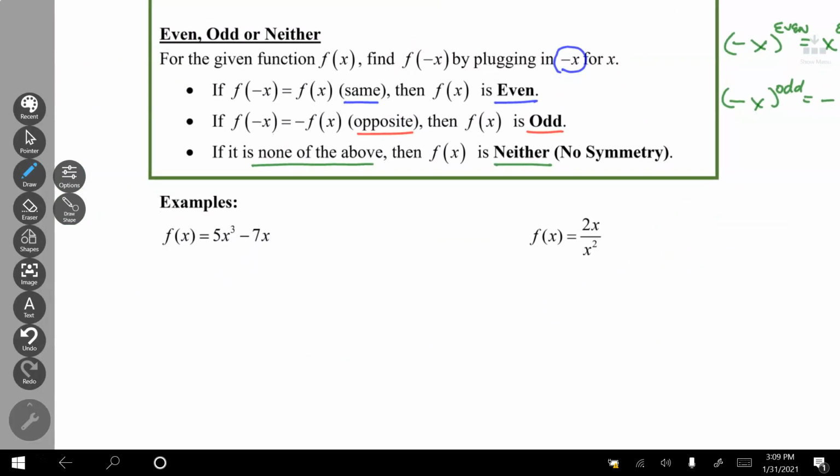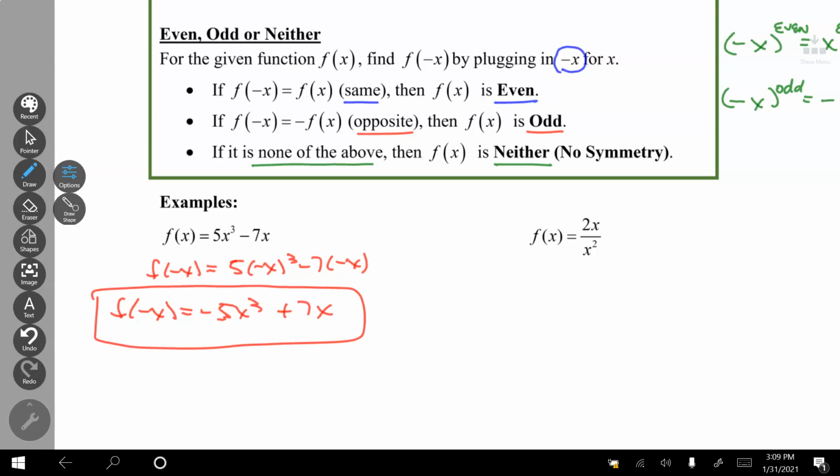Very first example, I'm going to plug in negative x. f of negative x is equal to 5 times negative x cubed minus 7 times negative x. I get f of negative x is equal to negative 5x cubed plus 7x, when I do my algebra correctly. And I look at this and I say, this is opposite. So this is an odd graph. Another reason it is opposite: if you add this function with its opposite, the sum is equal to 0. So that's another way to tell if things are opposite. 5 and negative 5 are opposite because together their sum is 0.